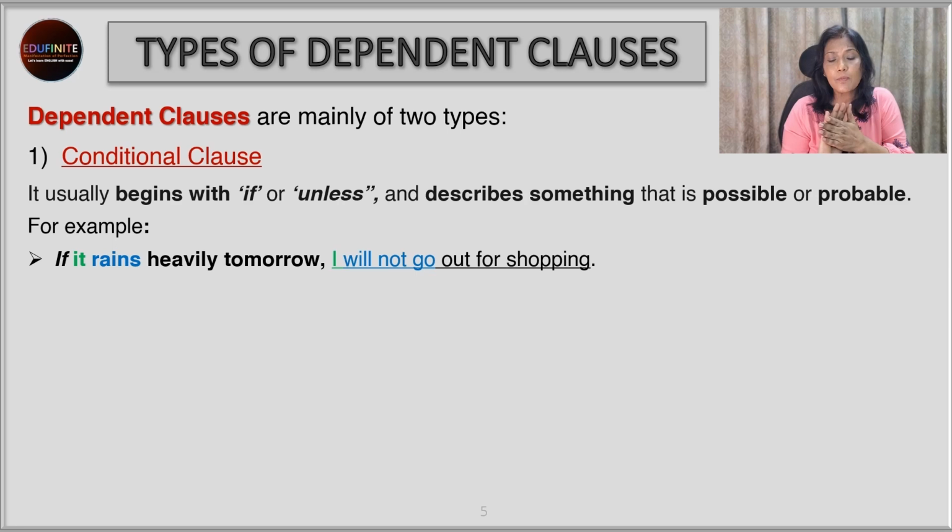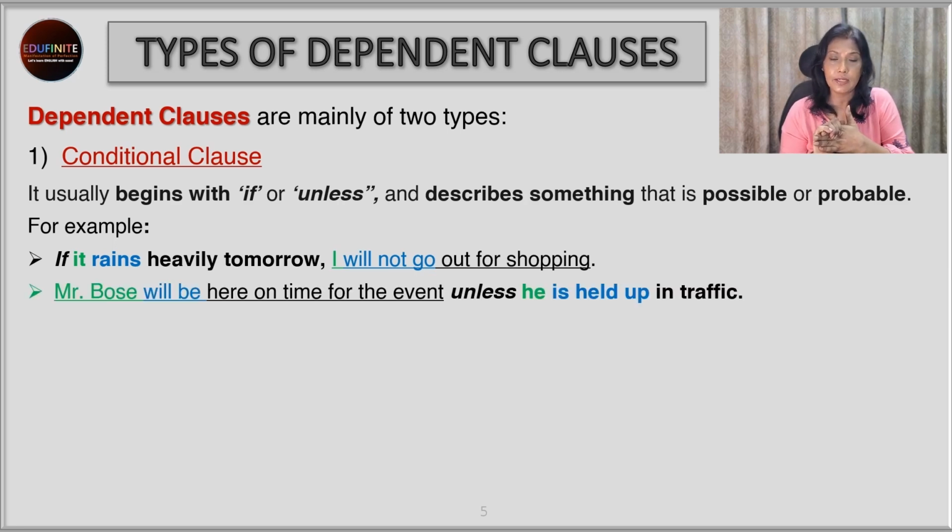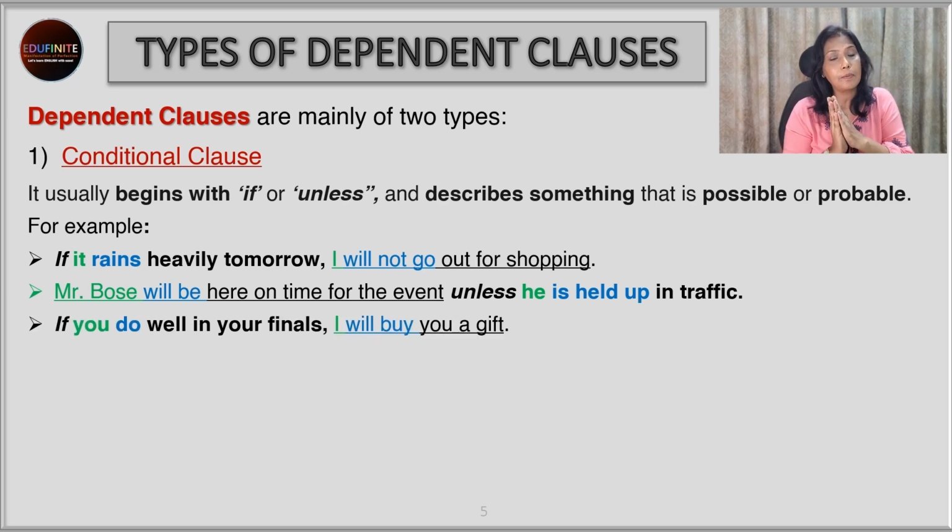Well, the next one. Mr. Bose will be here on time for the event unless he is held up in the traffic. So again, the sentence begins with an independent clause: Mr. Bose will be here on time for the event. That gives us complete sense. So that's an independent clause because it has a subject as well as a verb. Next, "unless he is held up in traffic." It begins with "unless," so that's a conditional clause. It has a subject as well as a verb phrase, and does not give us a complete meaning. So that's the conditional dependent clause.